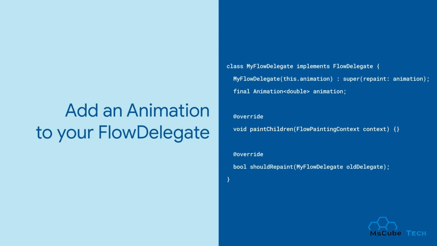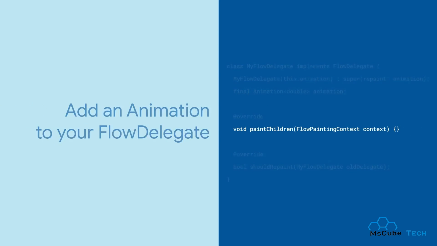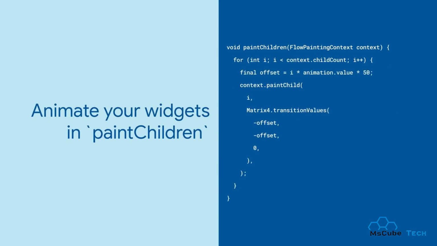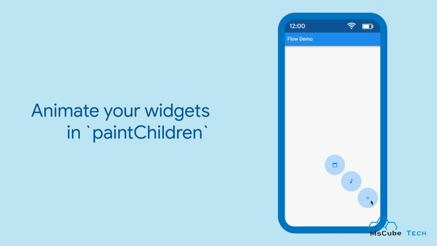To add some serious zest to your widgets, add an animation to your FlowDelegate. Now your Paint Children method is ready to get serious. Loop over your children and use their index alongside the animation's value to create your own custom effects. The nature of that animation is up to you, but your app is now ready for all sorts of creativity, like sporting that original floating action button menu.